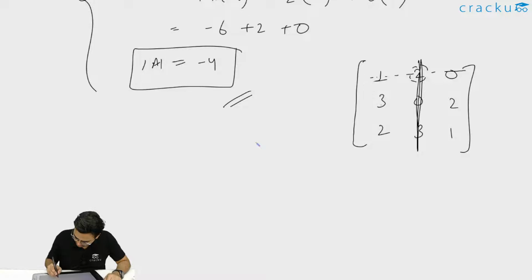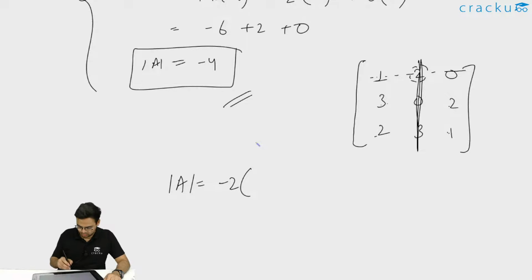I am left with 3, 2, 2 and 1. Also this is A12, so 1 plus 2 is 3, and 3 is an odd number. So determinant of A will be minus 2 into 3 into 1 is 3, minus 2 into 2 is 4. So 3 minus 4 is minus 1.